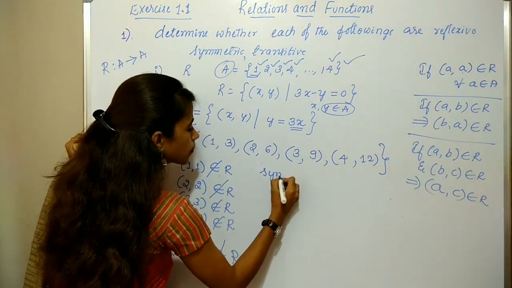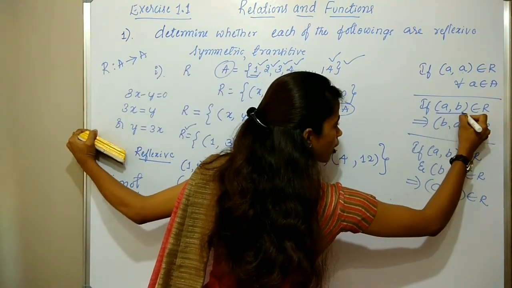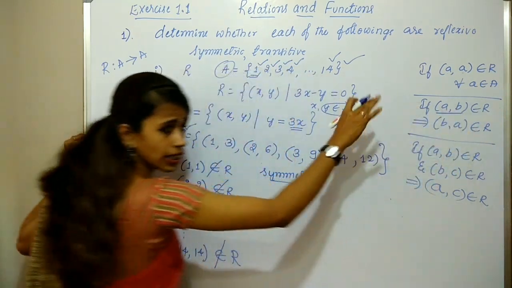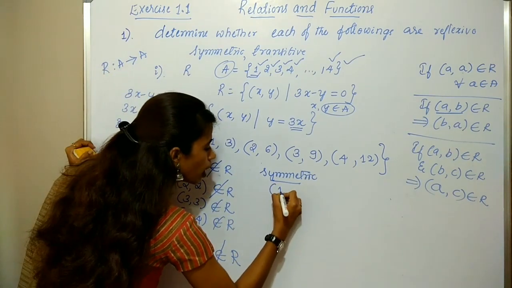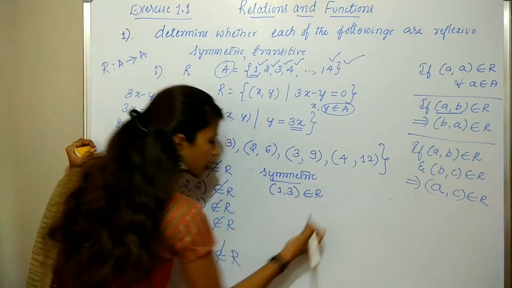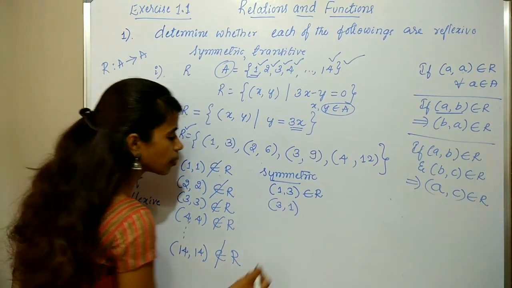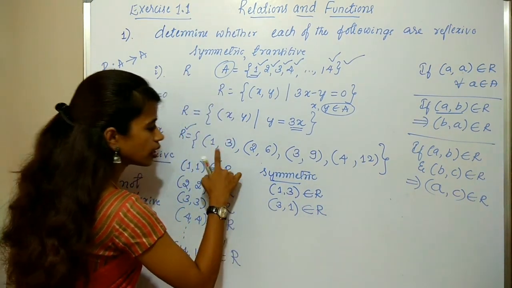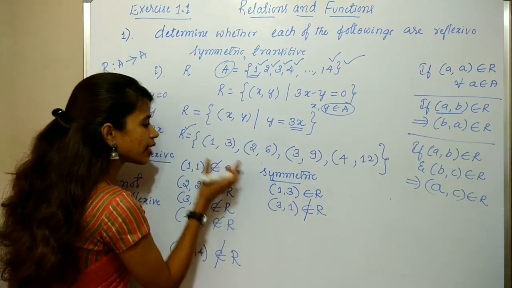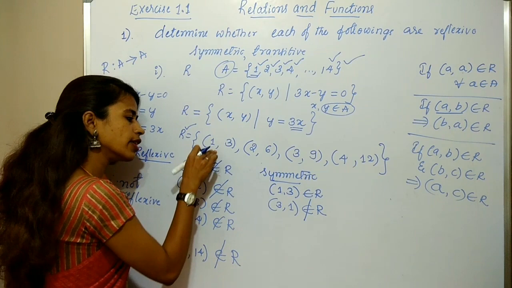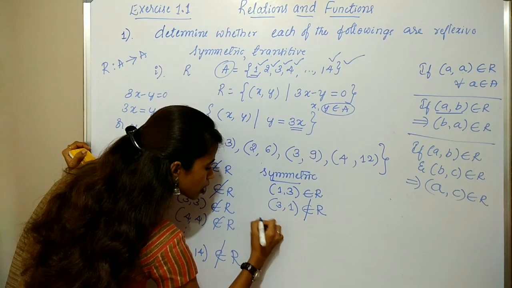Next, symmetric. For symmetric, take any ordered pair; its reverse must also belong to that relation. Then we say that it is symmetric. If I take (1, 3), it clearly belongs to R. What about the reverse, (3, 1)? Does (3, 1) belong to R? No. So there is an element in R whose reverse is not in the same R. Therefore it is not symmetric.